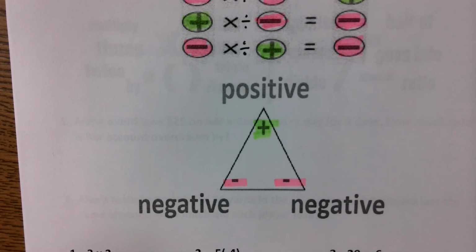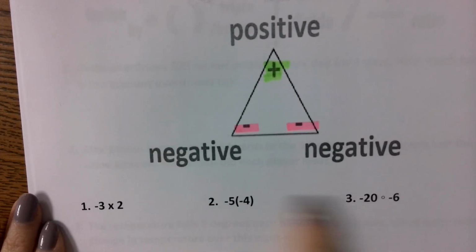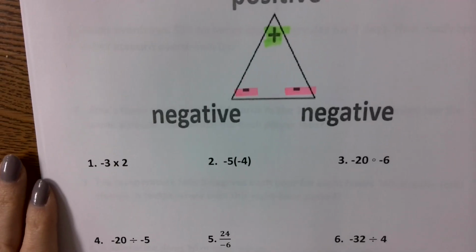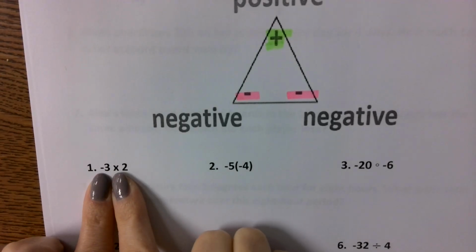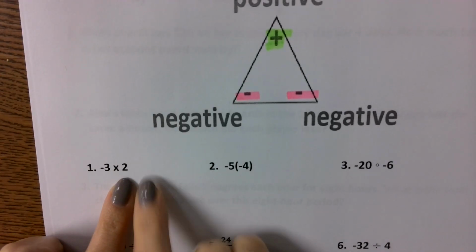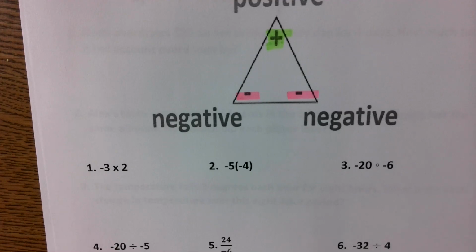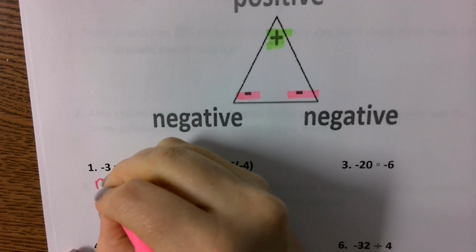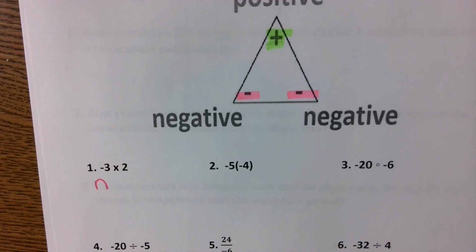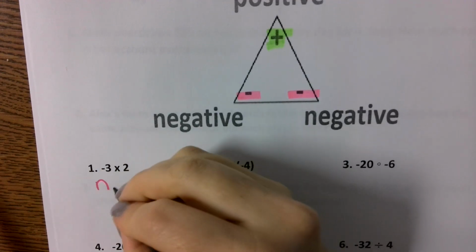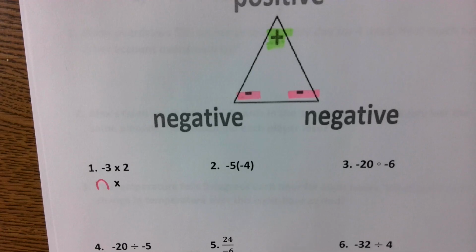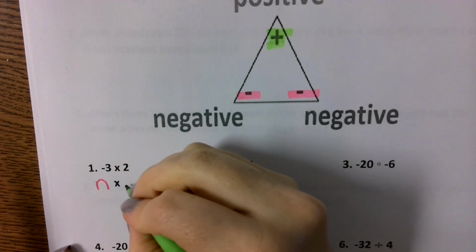So we're going to take a look at these bottom problems here. We have a negative 3, and we're multiplying it by a positive 2. So again, I want to make note of the fact that I am taking a negative value, so I'm going to put an N, and I am multiplying it by a positive value, so I'm going to put a P.